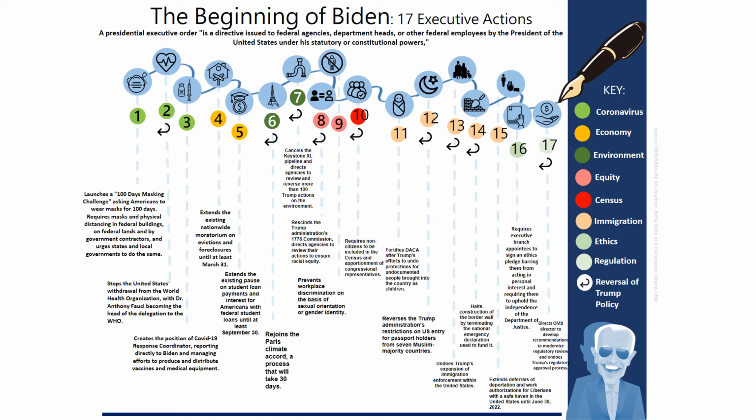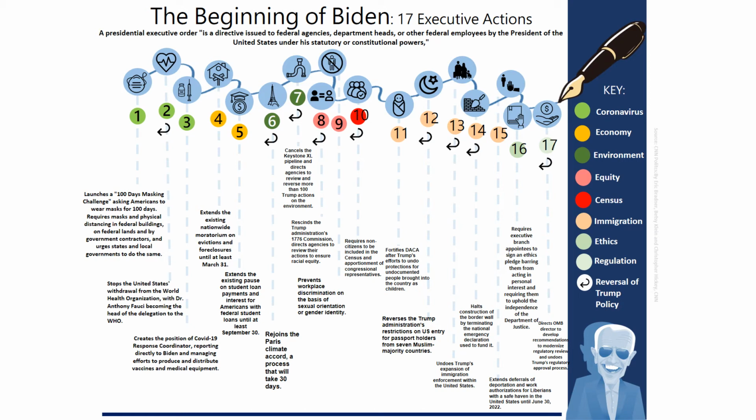So you'll see it's colour coded here, so on the right hand side the lighter green colour is referring to executive orders he's introduced related to the coronavirus. He's introduced executive orders to do with the economy, the environment, equality, the census, immigration, quite a few there as well, ethics, and regulation as well. And you'll see the arrows symbolise a reversal of Donald Trump's policies. So we'll discuss some of these here.